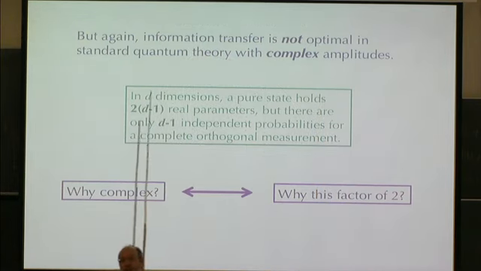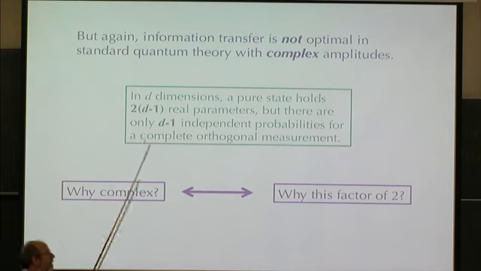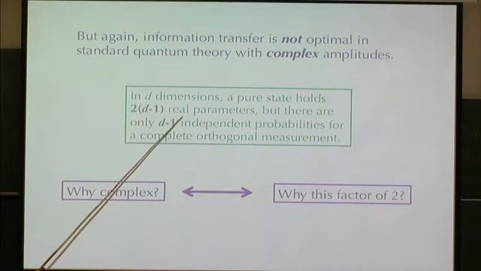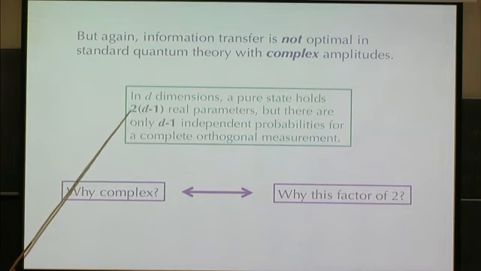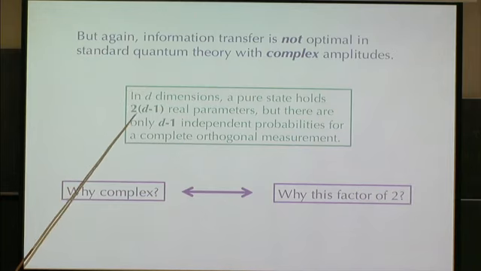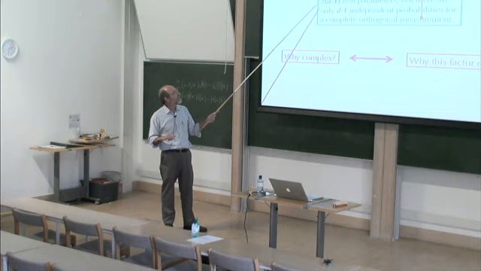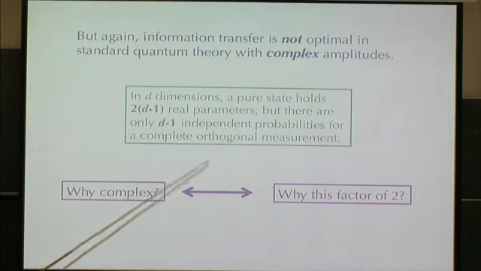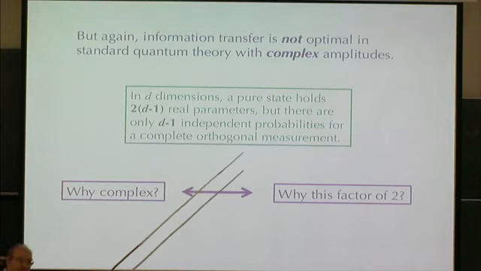So square roots of probability would come out naturally from that point of view if we were dealing with real amplitudes. But with complex amplitudes, it's just not working. One indication that it's not a very good match is that in regular quantum mechanics, in d dimensions, it takes 2d minus 1 real parameters to specify a pure state. So 2d, then minus 1 for the normalization, minus another one for the overall phase. But you only get d minus 1 independent probabilities from a complete orthogonal measurement. So there's this factor of 2 wrong.